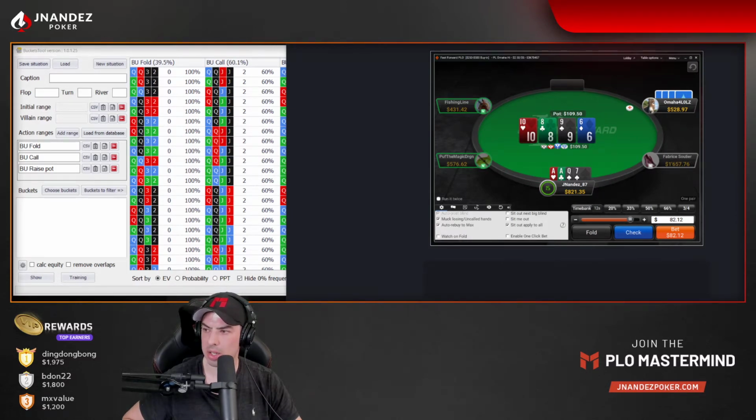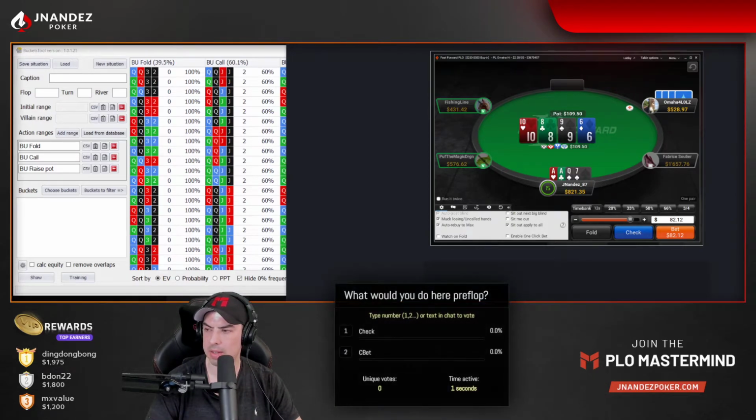Let's ask you guys, do you think we could also c-bet? I'm going to say check or c-bet. Let's have a look if you guys can see a c-bet here as a possibility. So it's about the flop, not the turn. I screenshotted the wrong street.